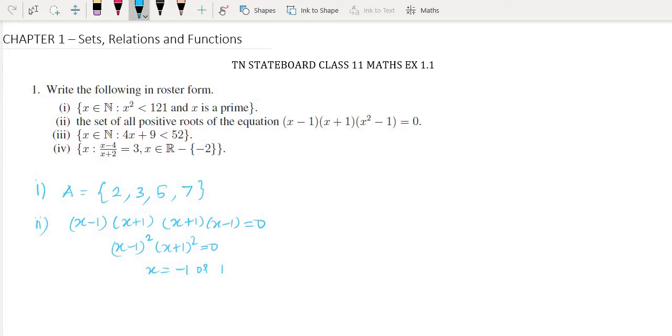So the set of all positive roots of this equation, positive solutions of this equation, we have only one solution, x is equal to 1. So this set, let me name this set as B. So B is singleton 1.